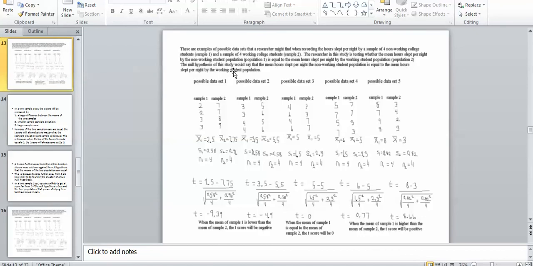So here's some possible outcomes that might be found. Let's say we're taking a sample of 4 people from population 1 and a sample of 4 people from population 2, and we're recording the hours slept per night by each person. So I'm recording the hours slept per night by 4 non-working college students and 4 working college students. So let's say sample 1 is non-working and sample 2 is working.